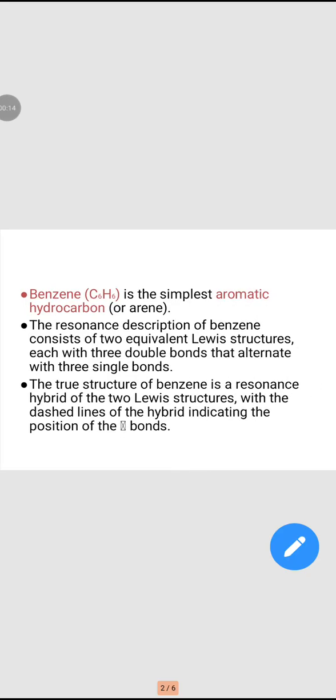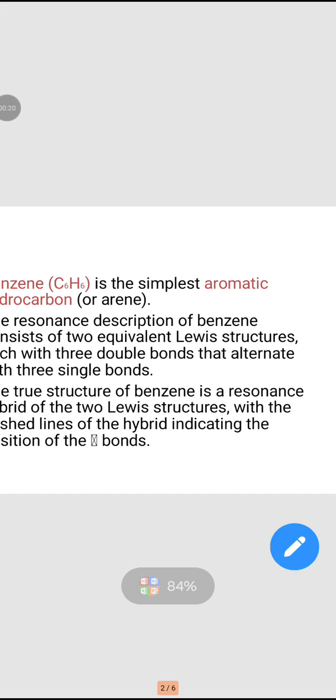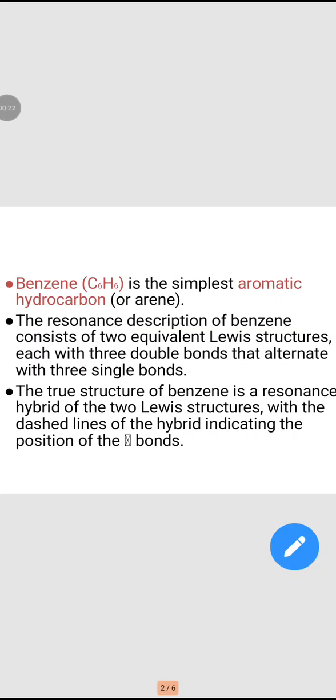Today's topic is benzene structure and nomenclature. Benzene. The molecular formula of benzene is C6H6. It is the simplest aromatic hydrocarbon or arene. The structure of benzene has the molecular formula C6H6.